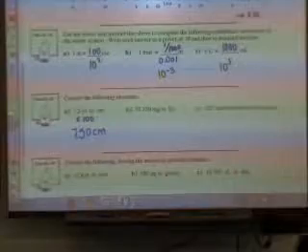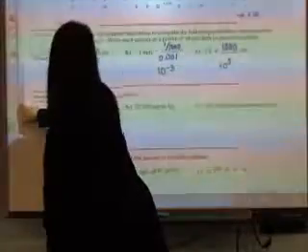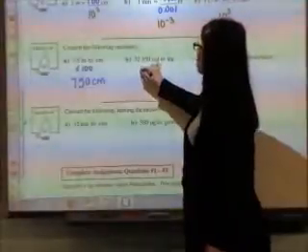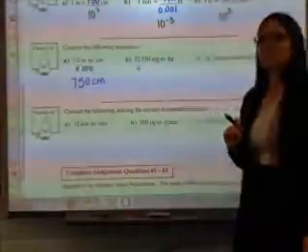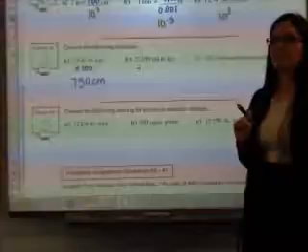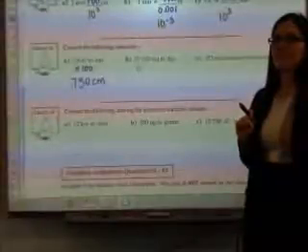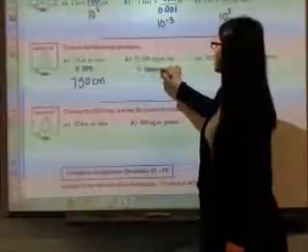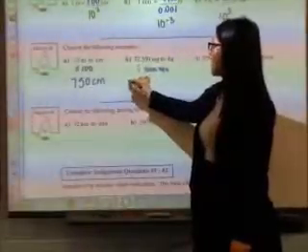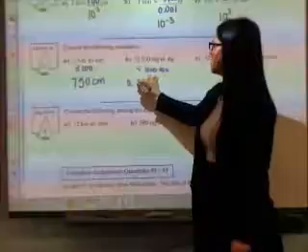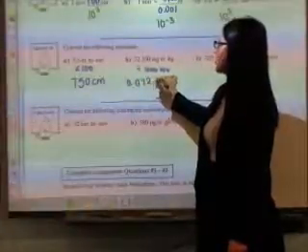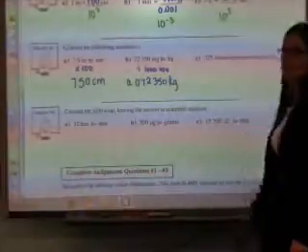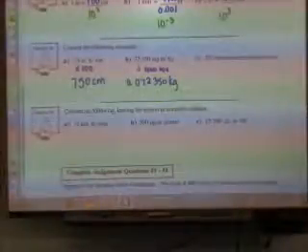So if I wanted to go from 72,350 milligrams to kilograms, I would divide by how much? A million. So I would get 0.072350 kilograms.